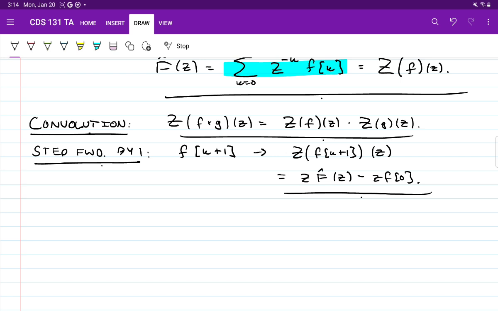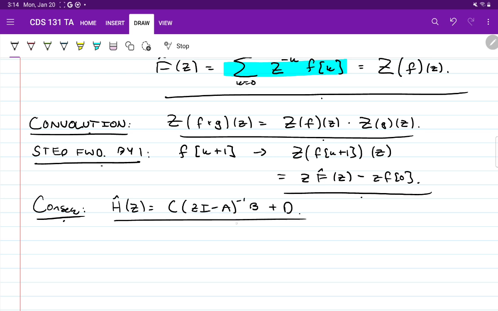And as a consequence of this, if you again define the transfer function as the Z transform of your discrete time impulse response, you'll find that h hat of z is computed as c times (zI minus A) inverse B plus D. It's going to be on the same domain as above.